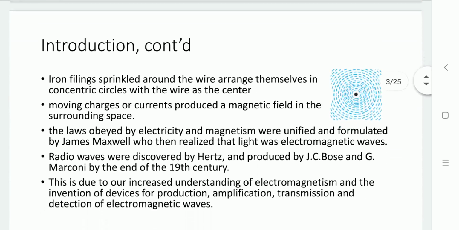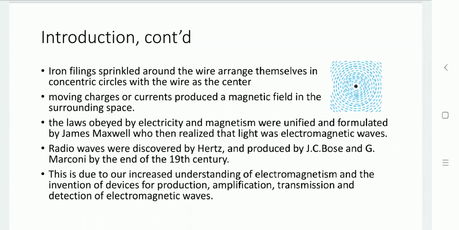To understand this phenomenon, if iron filings are sprinkled around the wire, the iron arranges itself in circles around the wire, keeping the wire at the center, as shown in the figure beside. So this magnetic field is produced due to moving charges or currents, in the nearby space of the wire.